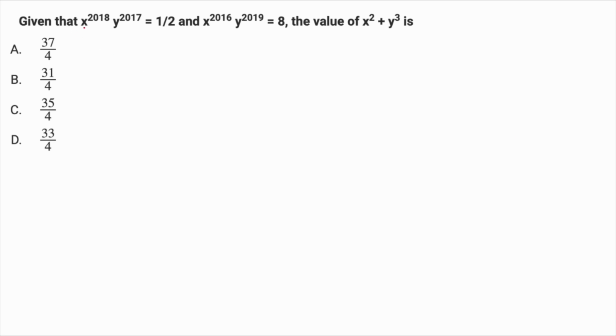Alright, so given that x raised to 2018 into y raised to 2017 is 1 by 2, and x raised to 2016 into y raised to 2019 is equal to 8, the value of x square plus y cube is? Right, so we'll start by dividing these two equations first. We have x raised to 2018 multiplied by y raised to 2017 is equal to 1 by 2. We will divide this entire thing with x raised to 2016 into y raised to 2019 is equal to 8, right? So we are dividing the first equation by the second one.